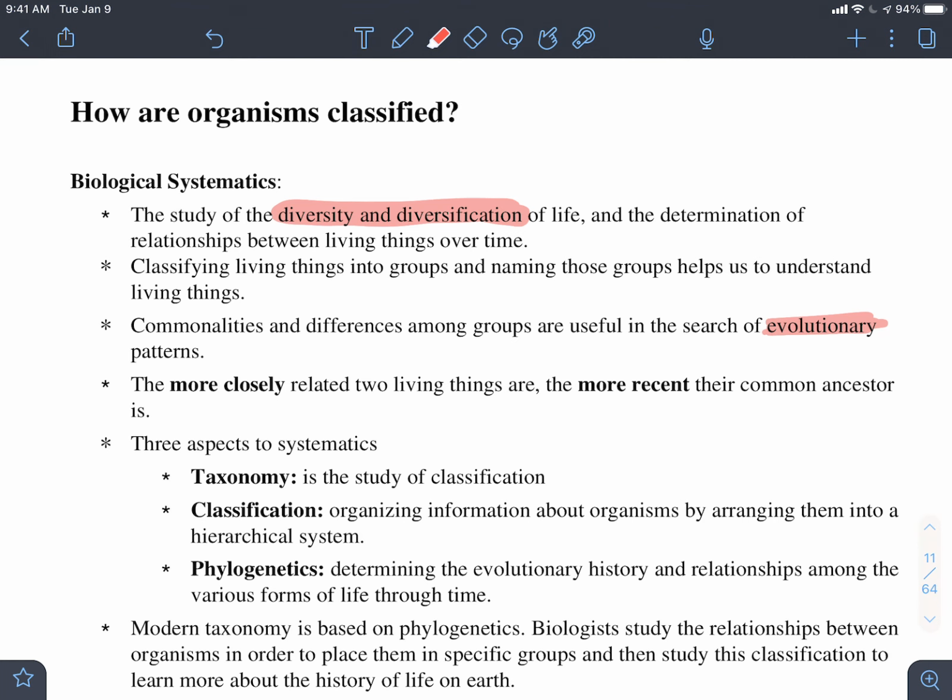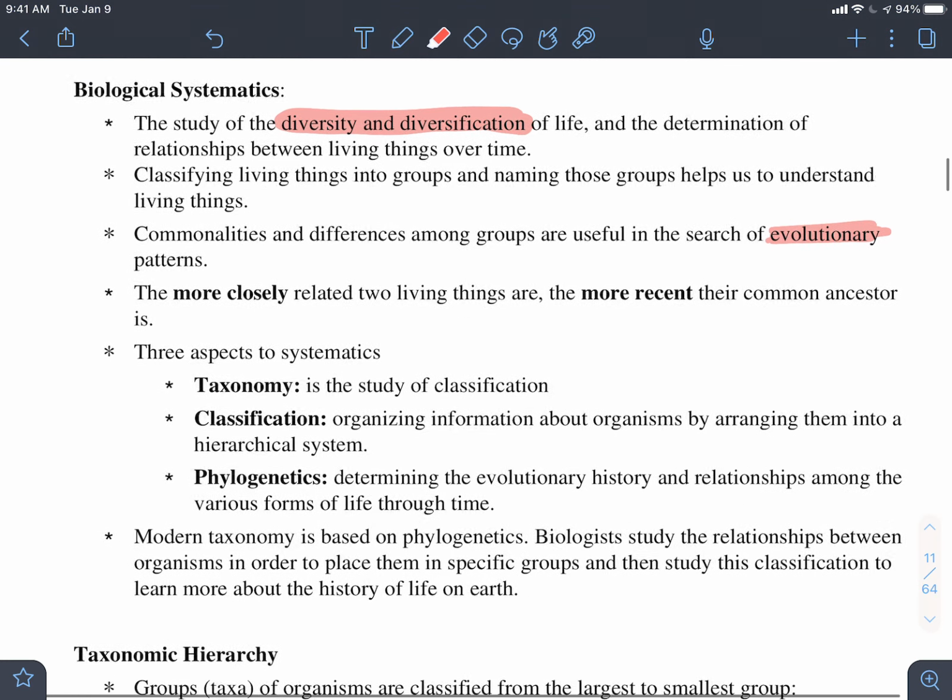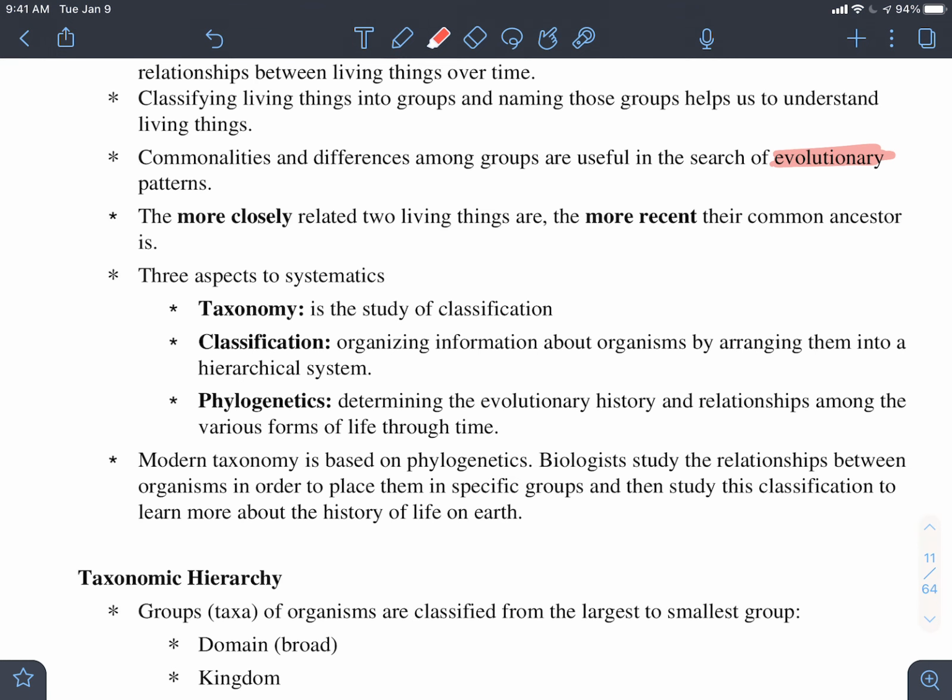So if all life is related and life has changed over time, then that implies that there are ancestors that share characteristics with us. So for any two organisms we name, there must be an ancestor that also shares those characteristics. So the three parts of understanding this systematics, this way of putting life into groupings and into classifications, the first is taxonomy. That's the study of classification.